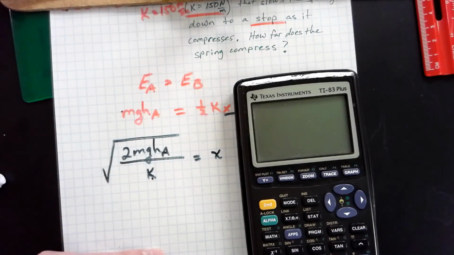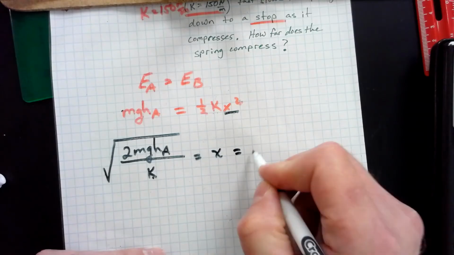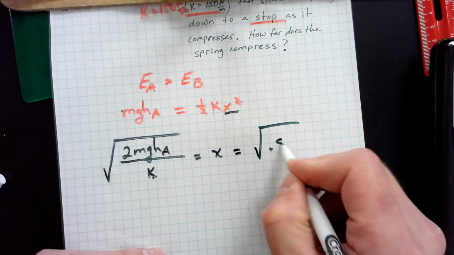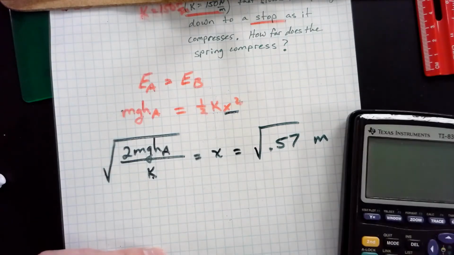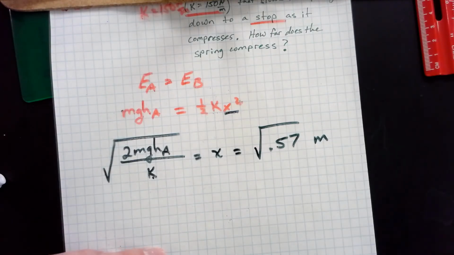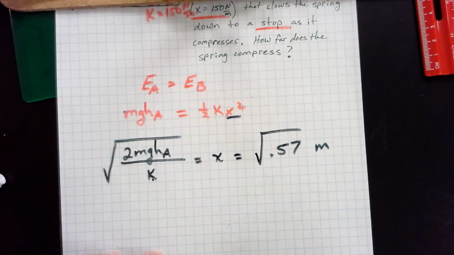And if I did that right, you should get 0.57, and I didn't square root it. My calculator shut off. It's the square root of 0.57. And when you do that, you'll get units of meters. Fantastic. All right, so that's that next problem. We did one more problem. Let's look at that.